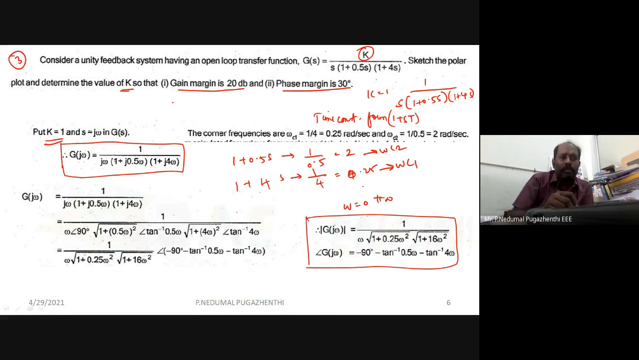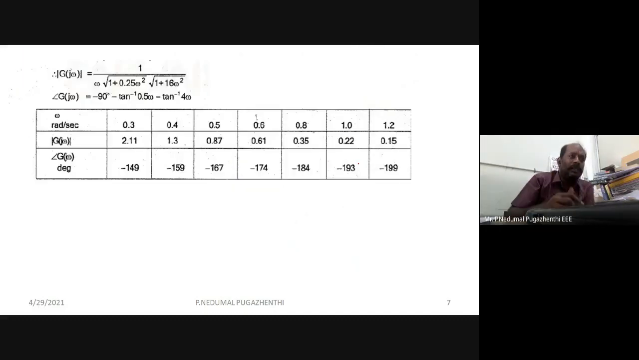Now I will try to choose, because these numbers are nearer to 0.1 to 2, some points for omega between these 2 points. Let us see this diagram. You can see the table is from 0.25 to 2. We are getting sufficient points. For every point, if you substitute the value of omega that is chosen in your modulus of j omega and angle of j omega, you will get different points.